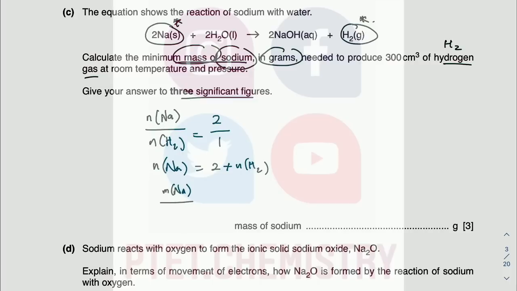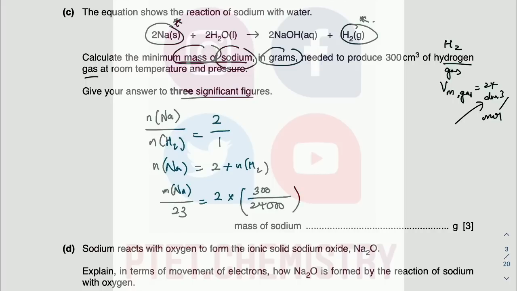The molecular mass of sodium from the periodic table is 23. The 2 is the mole ratio, and then multiply by the mole of hydrogen. Hydrogen is a gas, so we are talking about the molar volume of a gas, which is 24 dm cubed for every mole of gas. So that is going to be 300 divided by 24,000. This is dm cubed. The molar volume of gas is also equal to 24,000 cm cubed per mole.